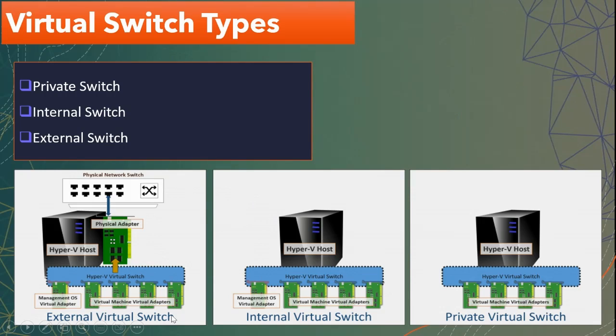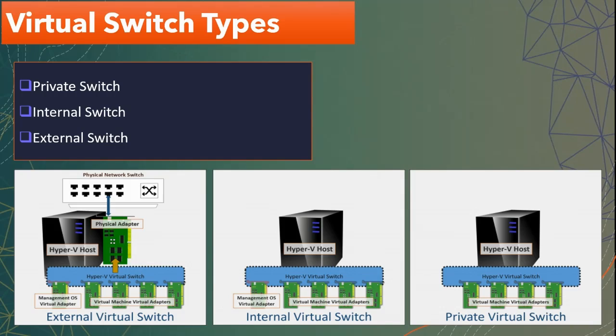In the external switch, our virtual machines were able to communicate with each other as well as with the Hyper-V host and to the external networks. But in internal switch, our virtual machines can communicate with each other as well as with the Hyper-V host only. They cannot communicate further than that. They cannot go to any external network.